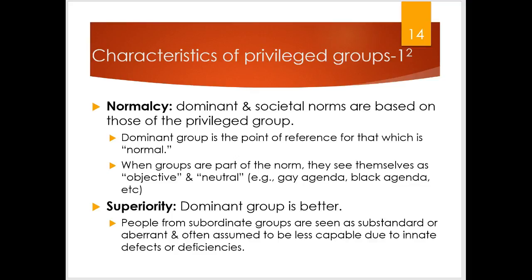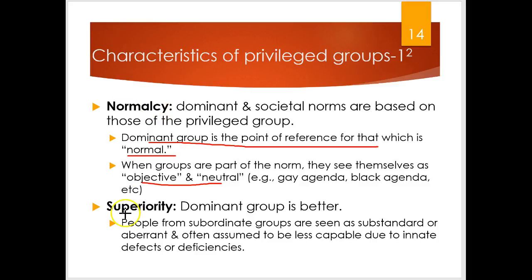So now we're going to spend some time talking about characteristics of privileged groups. As we said earlier, one of the characteristics is that the dominant group gets to define what's normal, okay? And what ultimately happens is that when groups are part of the norm, they see themselves as being objective and neutral, okay? Anything that deviates from that basically is an agenda. You've heard the terms gay agenda, black agenda, the Muslim agenda. All these other groups that are not white, Christian, heterosexual, middle or upper class have an agenda. What that means is they're not part of the norm. They've got something they want. And the reality is that for most of us, what we want is access to resources.